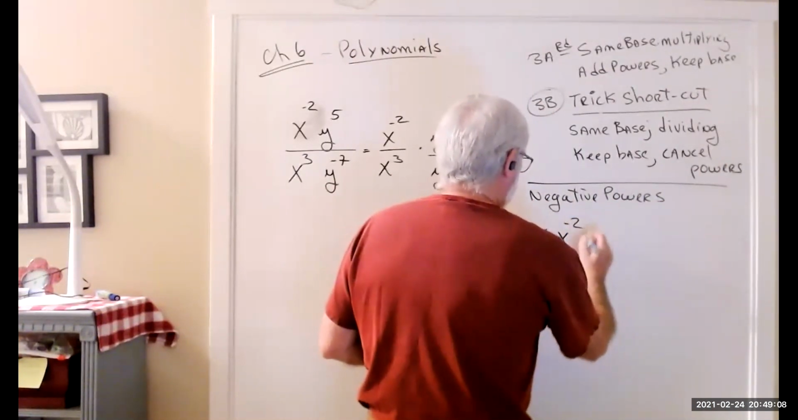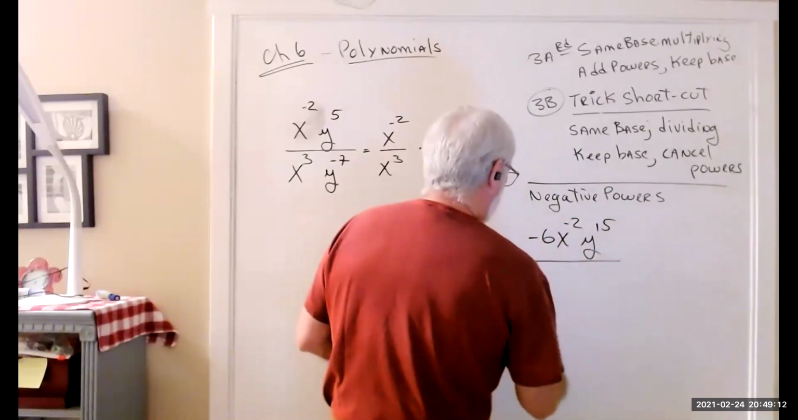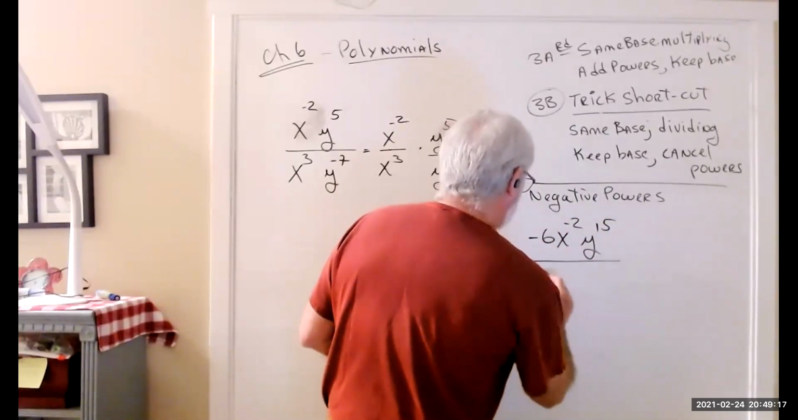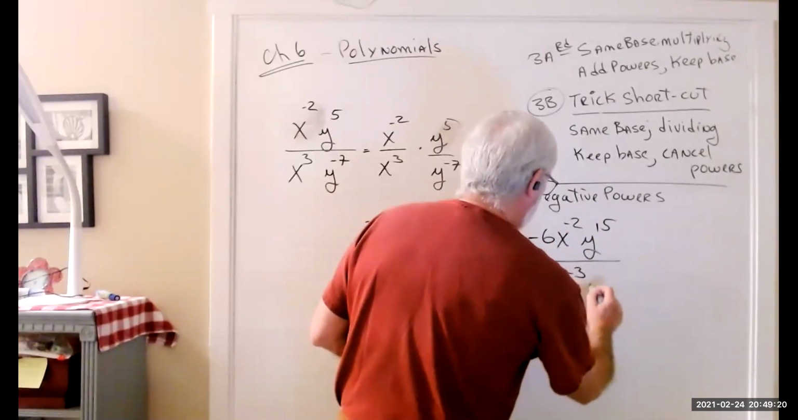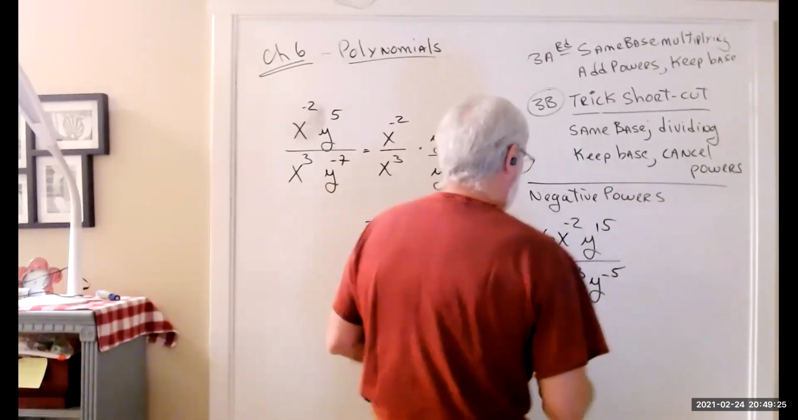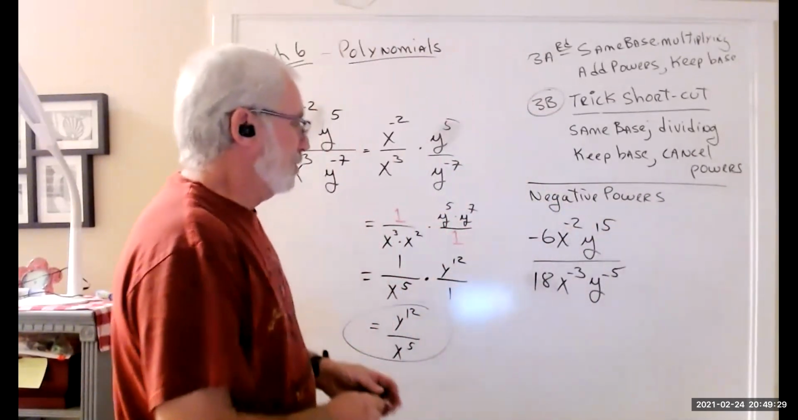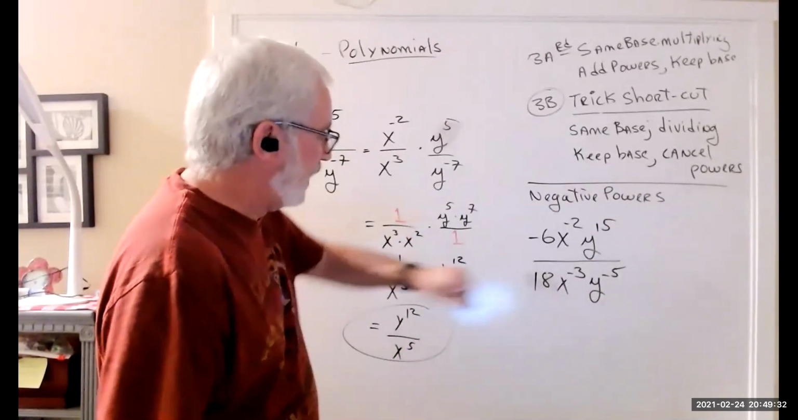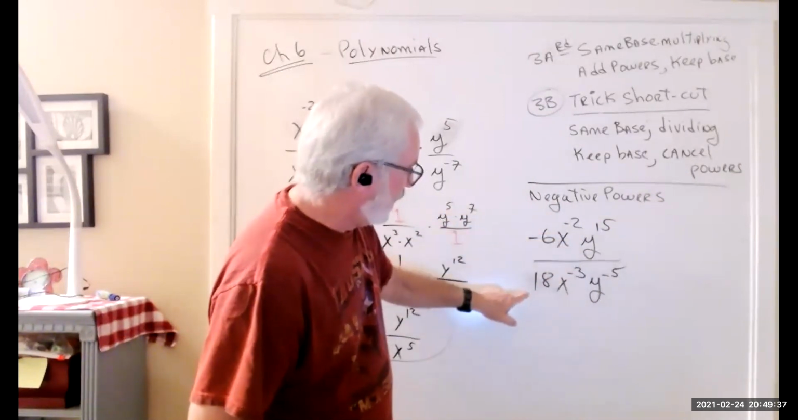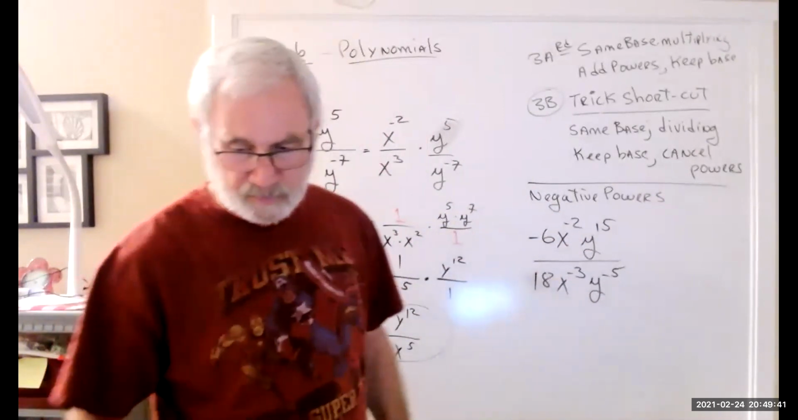Okay, -6, x to the -2, y to the 15 over 18, x to the -3, y to the -5. Okay. I'm trying to trick you now, but go ahead and do the best you can on this problem. -6, x to the -2, y to the 15 on top. 18, x to the -3, y to the -5 on bottom. Try and simplify it.